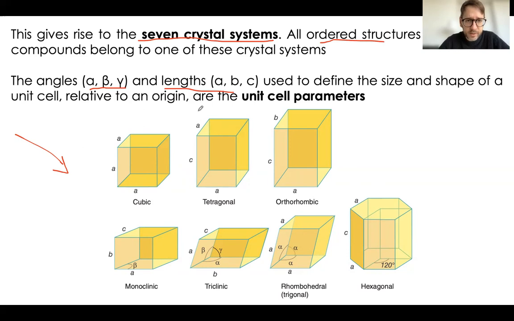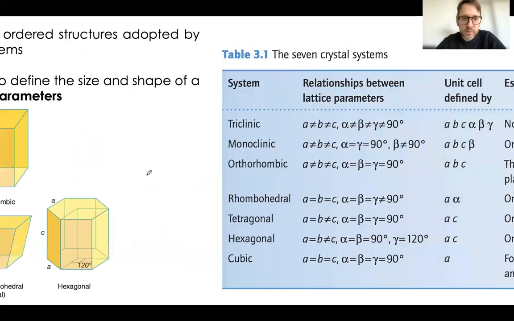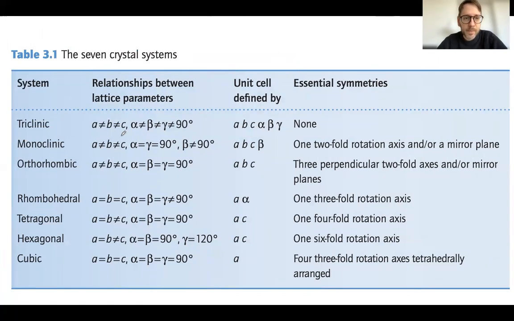And these lengths, A, B, and C, and these angles, alpha, beta, and gamma, relative to the origin of the axis, for example, can be employed as descriptors, or are called the unit cell parameters, or the parameters that define the unit cell. So the unit cell is defined by the lengths A, B, and C, and the angles alpha, beta, and gamma. So here we have the relationship between the lattice parameters, both the edge lengths and the angles, for the seven systems, the seven crystal systems that we just described.